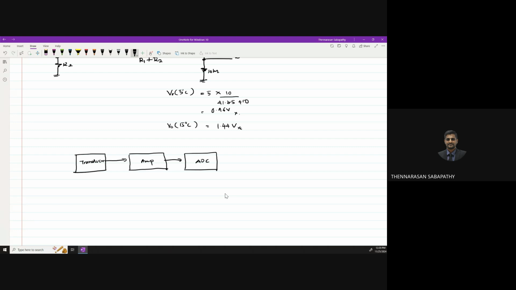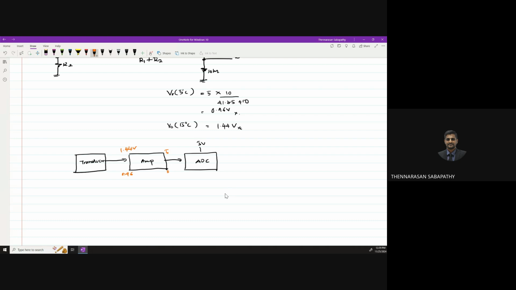If the ADC operates at a 5 volt reference voltage, then to fully utilize the ADC, the output of the amplifier should range from 0 to 5. But what is the input to the amplifier now? It's actually from 0.96 to 1.44. So how are we going to change 1.44 to 5 and 0.96 to 0?